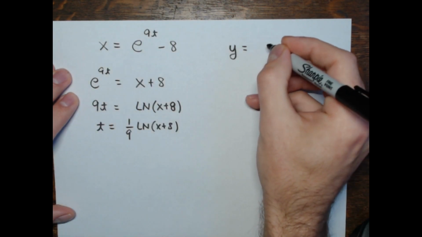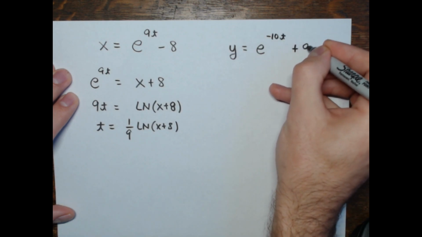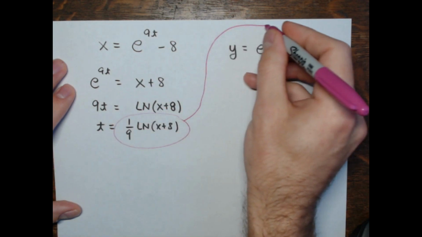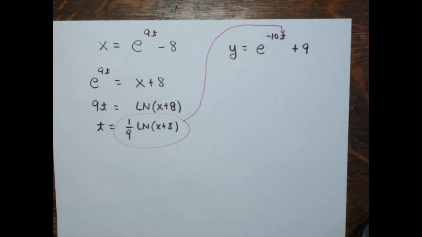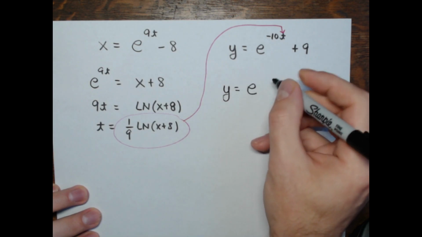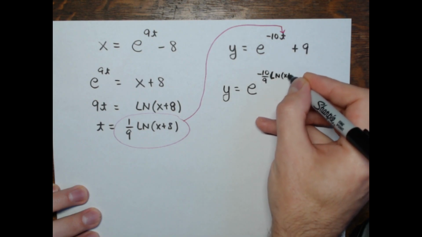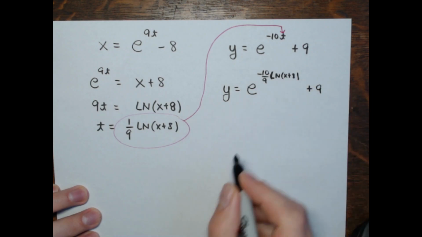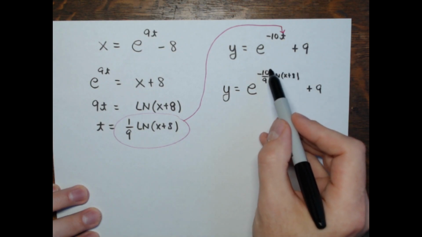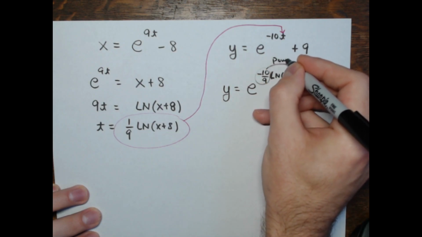And then y was e to the negative 10t and then plus 9 after. I'm going to make this substitution, replacing t with 1/9 the natural log of x plus 8. Well, that's giving me y equals e to the negative 10/9 times the natural log of x plus 8, and then plus 9. Now this is totally fine. If you type this in, they should give it to you. But I'm going to simplify this a little bit more. I'm going to take this number here and put it in as a power, using that power property for logarithms.